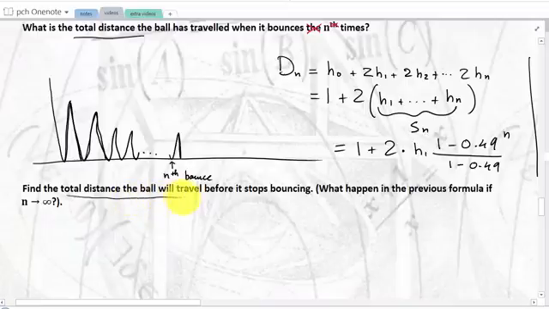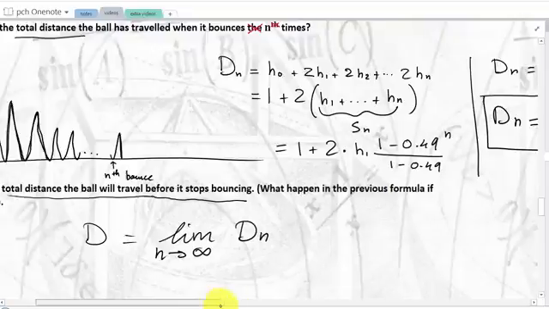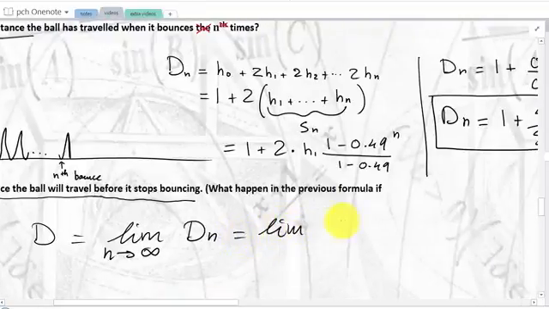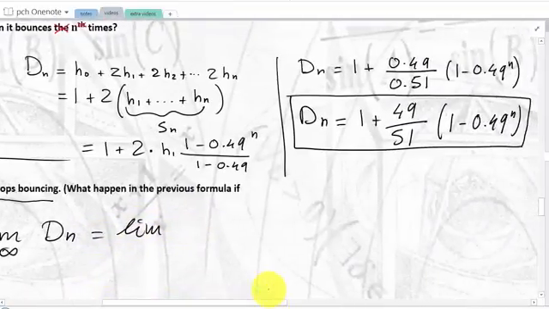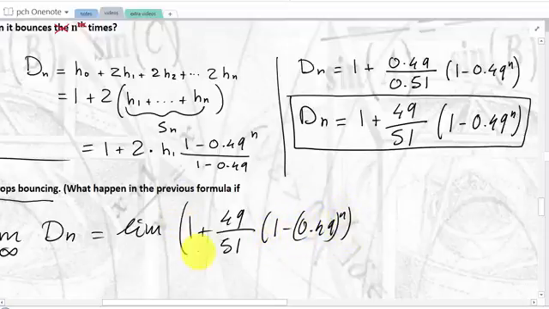Find the total distance the ball travels before it stops bouncing. What happens in the previous formula if n approaches infinity? So the total distance, if I call that d, would be the limit of my dn as n approaches infinity. So it is the limit of 1 plus 98 over 51 times 1 minus 0.49 to the n as n approaches infinity. So let's look at that. That's going to be pretty simple.